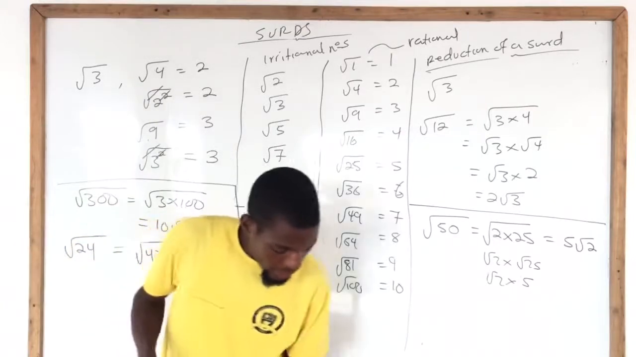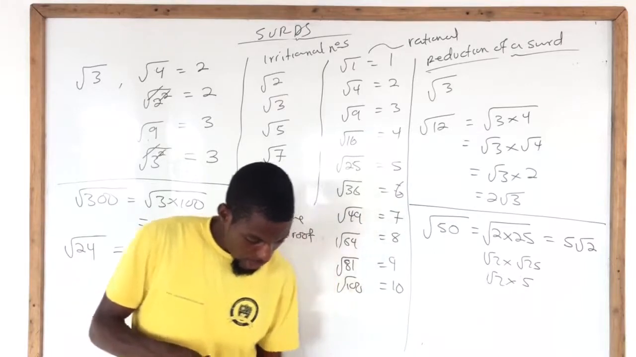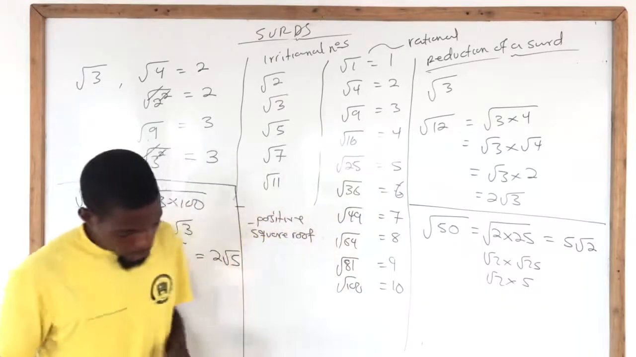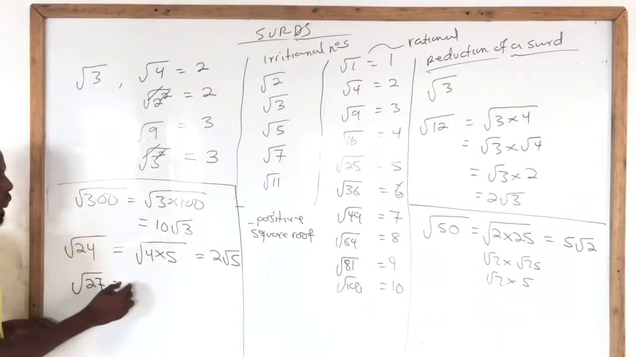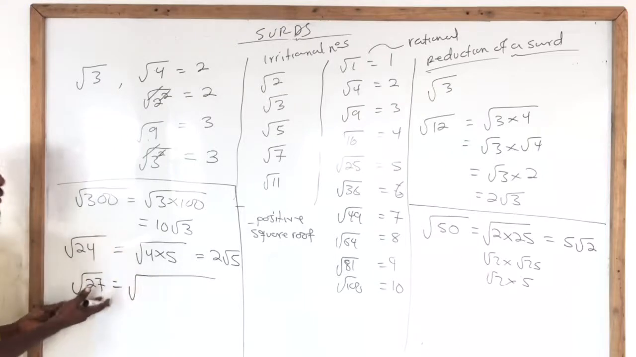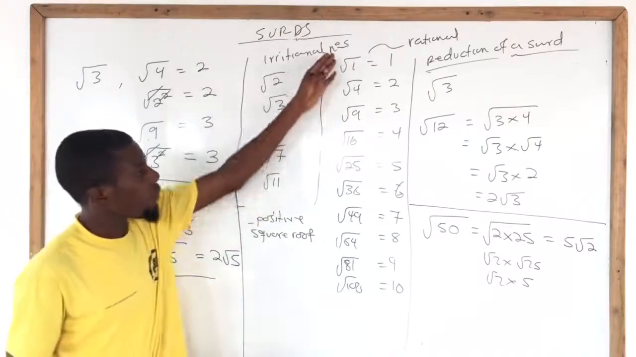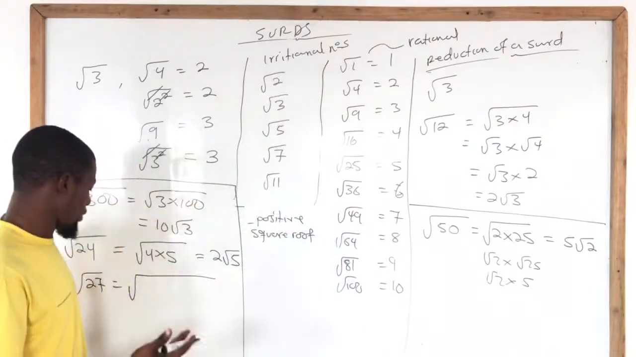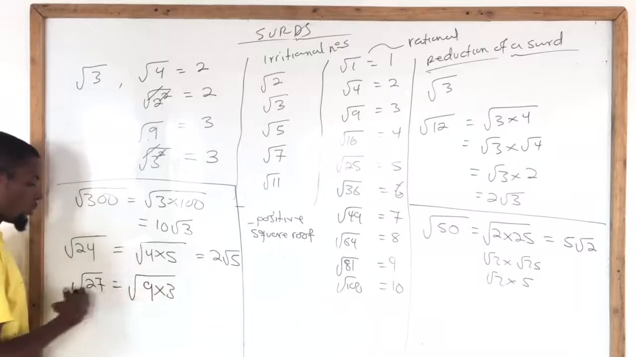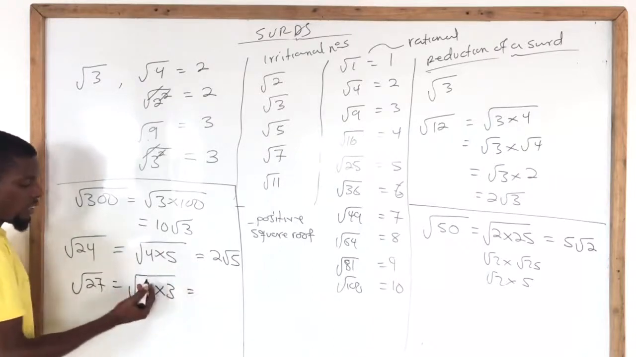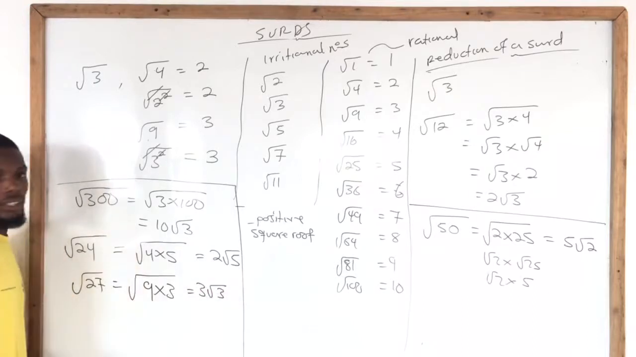Let's look at one last example, then we'll go to addition and subtraction of sets. We have another example, root of 27. So how do I split this one so that one becomes rational and one becomes irrational, and one becomes one of these? You realize that if I multiply 9 by 3, I'm going to get what? 27. And root of 9 comes out to be 3, so the final answer is 3 root 3. Are you okay?